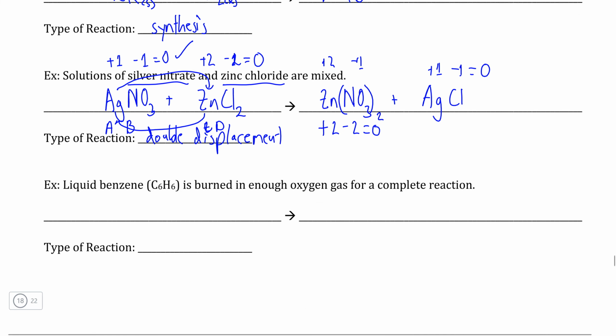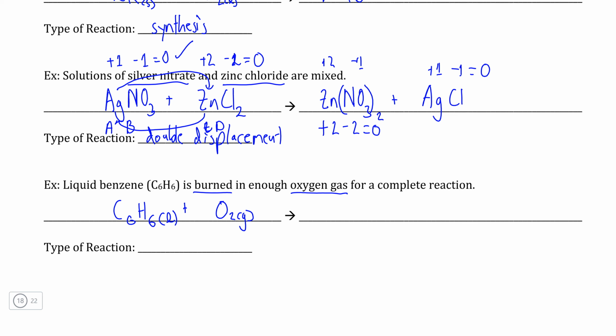For our final unknown, we can see the word burned is kind of a hint about what type of chemical reaction is occurring, and oxygen gas is clearly spelled out here as one of the reactants. We can see that our other reactant, a chemical called benzene, is only made of carbon and hydrogen, meaning that this is another clear example of a combustion reaction.